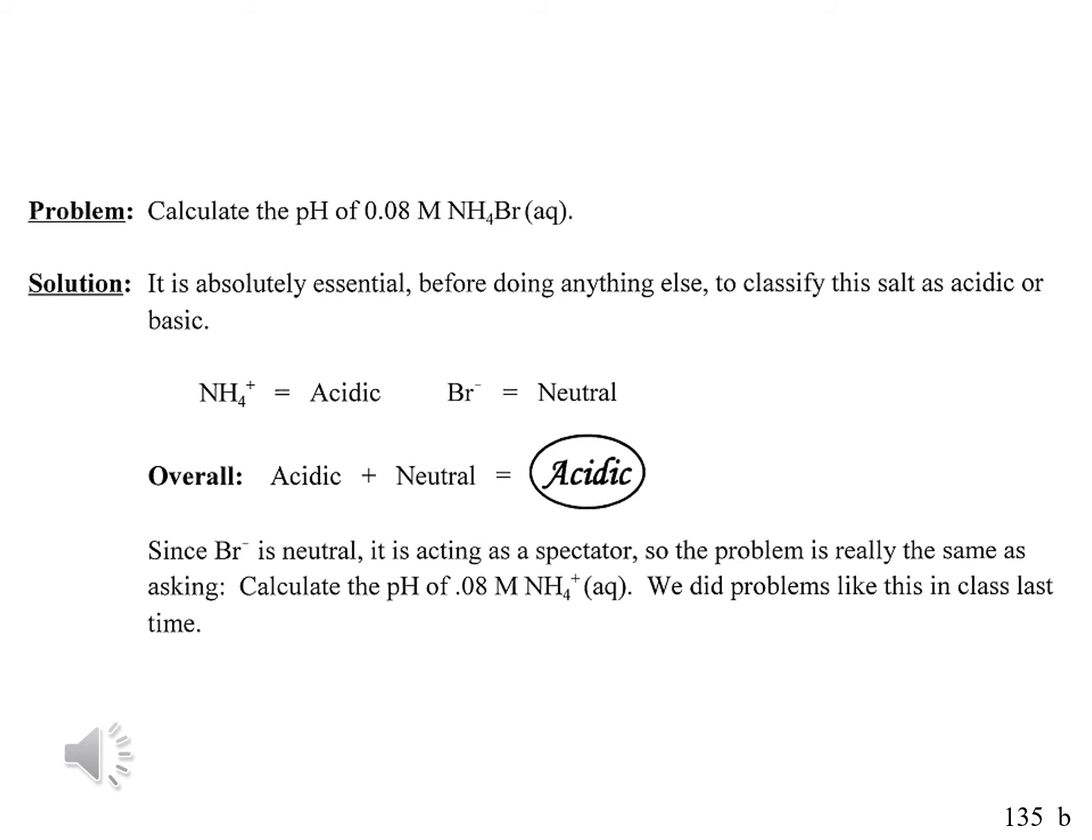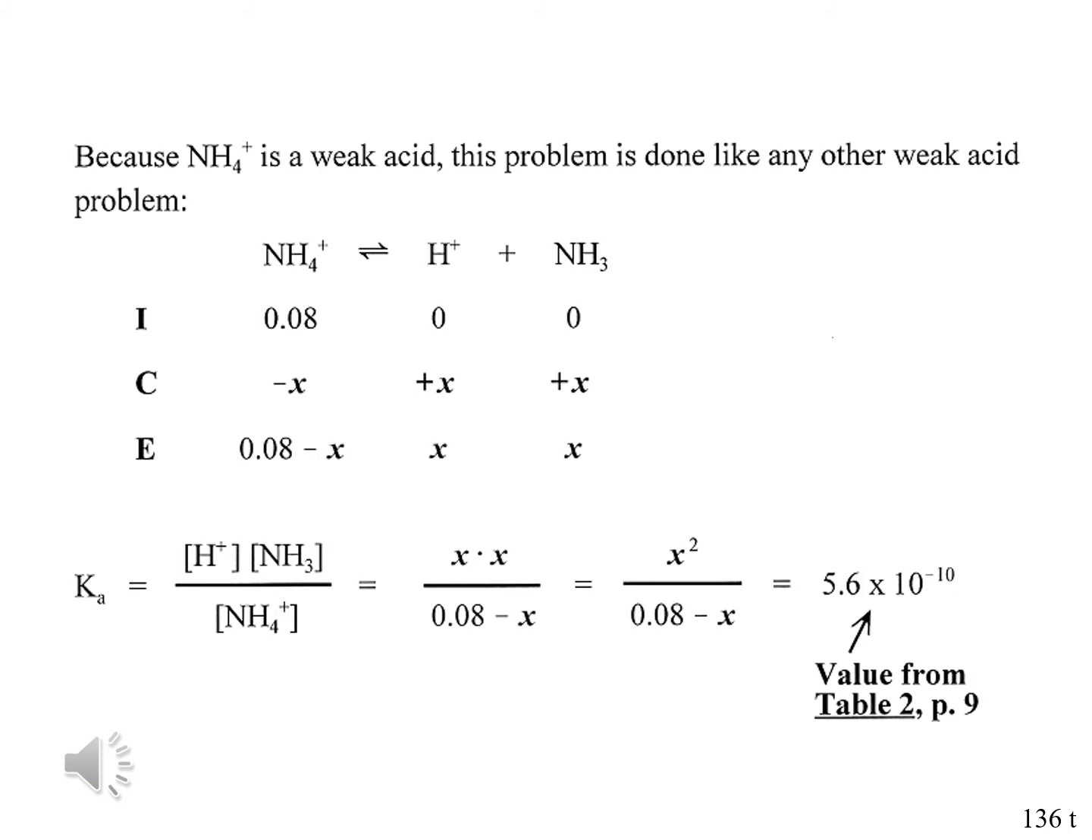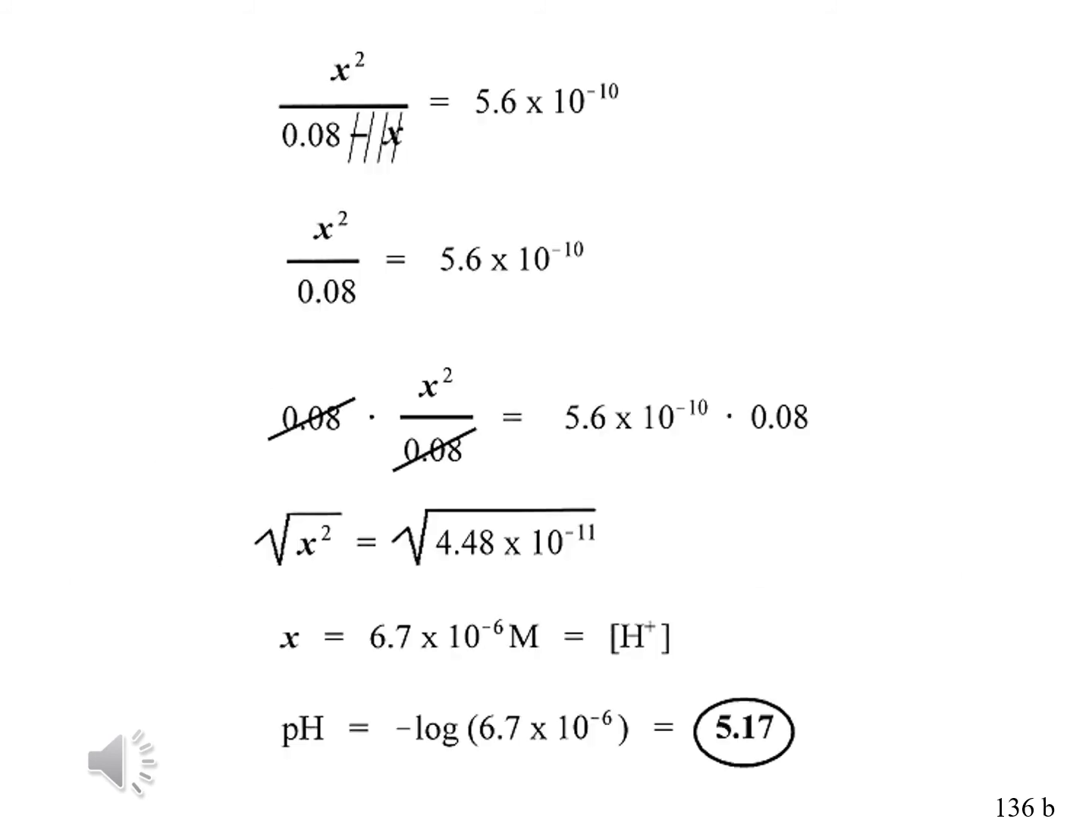Because the Br minus does not affect the pH, you can consider it a spectator, and so this is exactly the same problem as calculating the pH of 0.08 molar ammonium, which is a weak acid that we did last time. Here's the ICE table, and you can write the Ka this time and use the number directly from the table because it's an acid. We don't have to convert it to Kb. When you solve for x, the x is actually equal to H plus because this is an acid, so when you take minus the log, you get the pH directly.